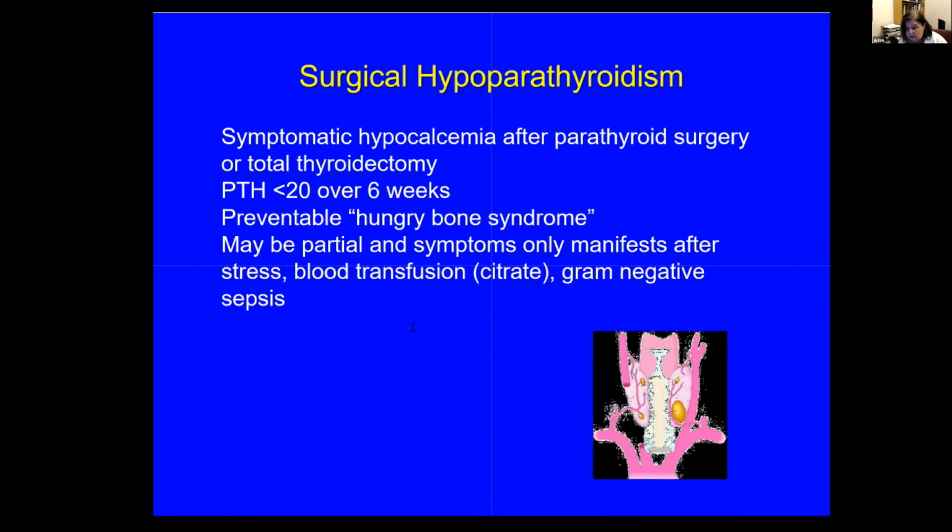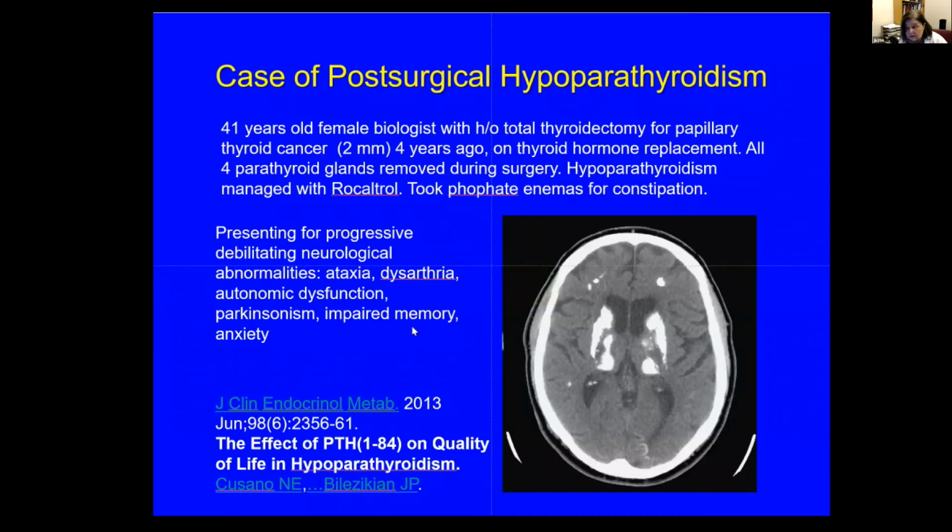And if you give a transfusion to this post-surgical patient, then you surely will get hypocalcemia. This was a memorable patient at NIH where a post-surgical hypoparathyroidism got untreated, basically just replaced with active vitamin D. And the patient also took phosphate enemas for constipation and developed this basal ganglia calcification.